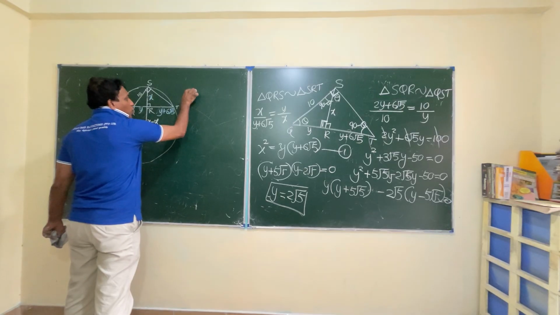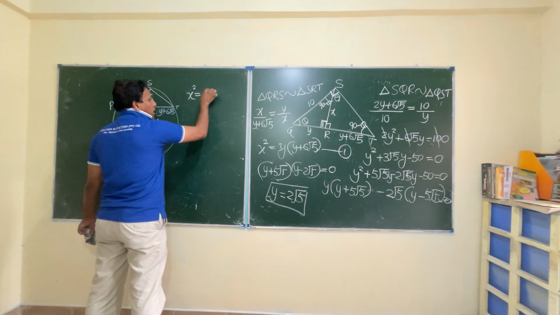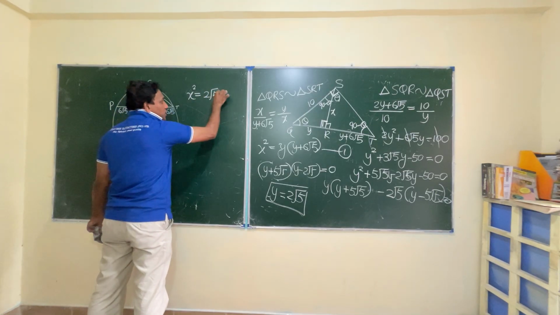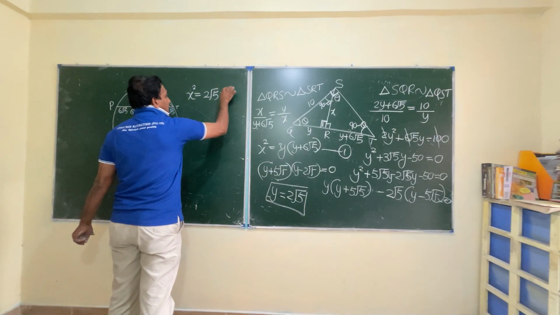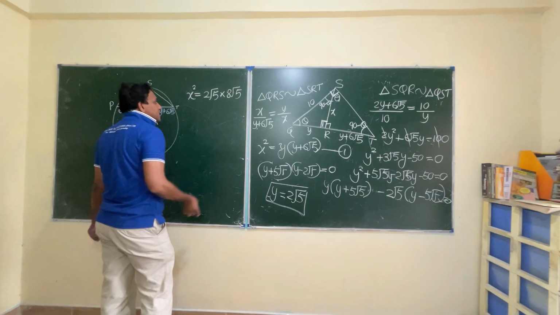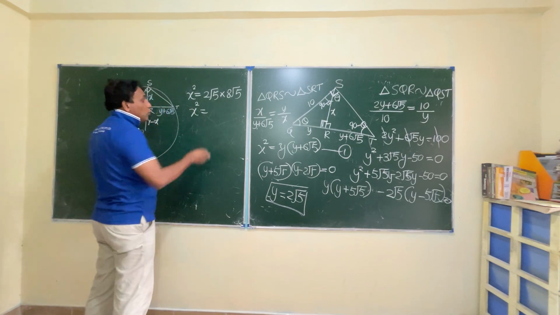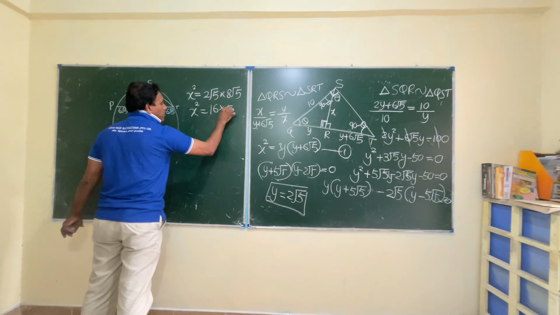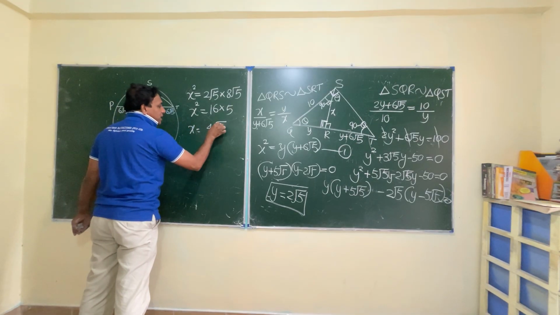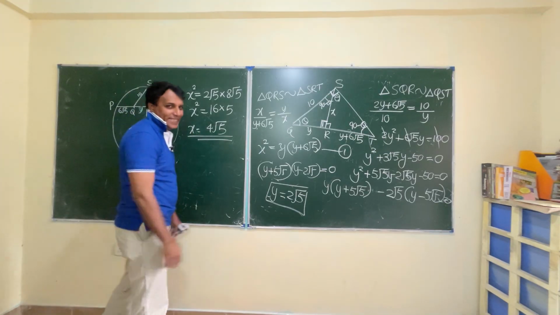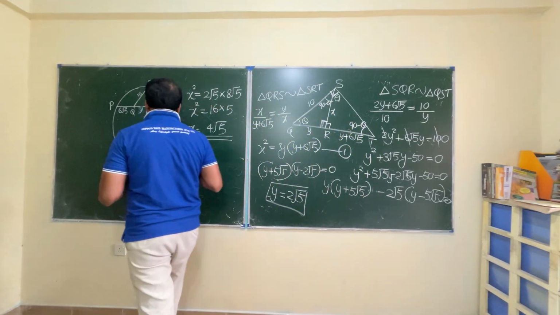First equation: x square equals y into 4, so 2 root 5 into 4, that is 8 root 5, right? 8 root 5. This is the x square answer. From that we can find x once again: 16 times 5, so put the square root, 4 root 5. X is over, y is over, right?